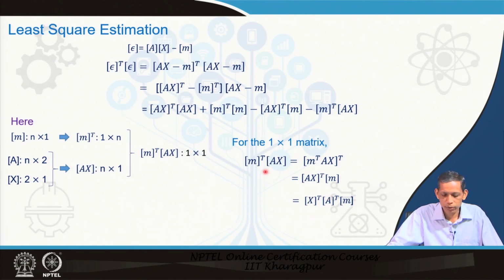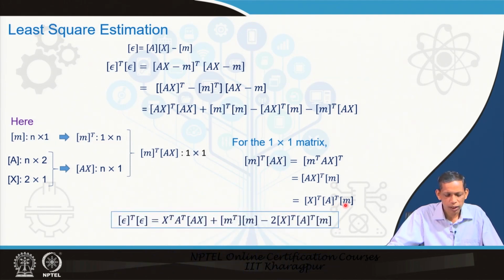So in place of this part, we can write x transpose A transpose m, and therefore we can represent the equation epsilon transpose into epsilon as x transpose A transpose, the first term, into A x, plus m transpose m, minus 2 x transpose A transpose m. So these two terms become equal, and they give us this part.